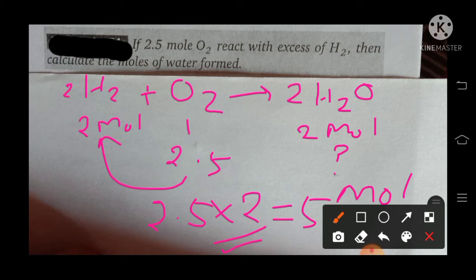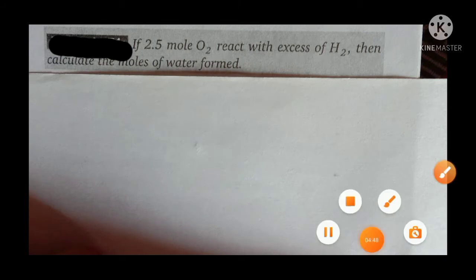Next, second type of question: calculation based on mole-mass. That is, here the relation between mole and mass, using molar mass. The question is: if 6 mole of H2 react with excess of N2, then calculate the mass of ammonia formed.